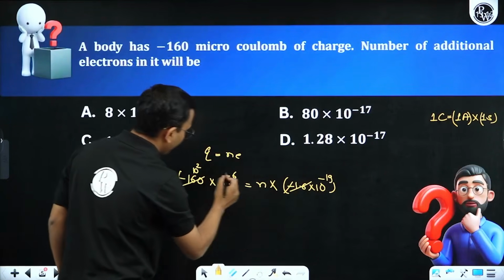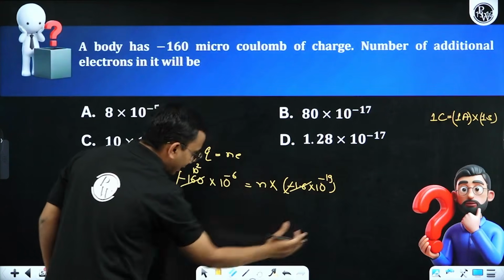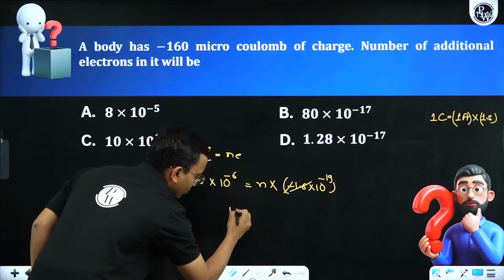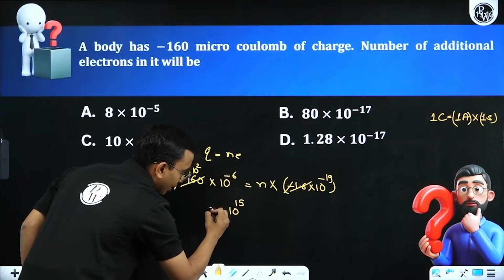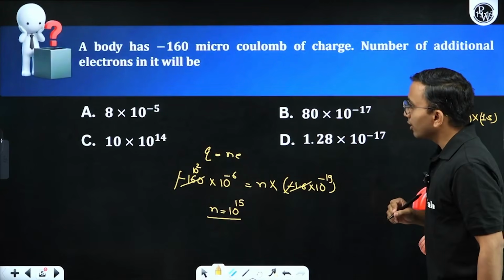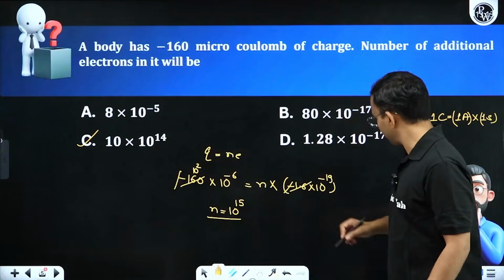Now we have minus 4, and this is 10 to the power plus 19, which will come here in the numerator. So it will become 10 to the power 19 minus 4, that is 15, and this is my N. Let us check the options. 10 into 10 to the power 14. Yes, C is the correct match.